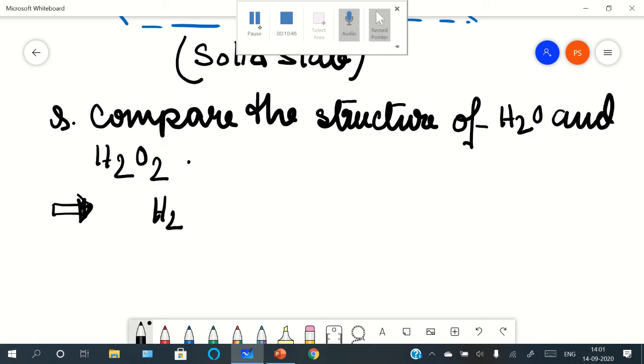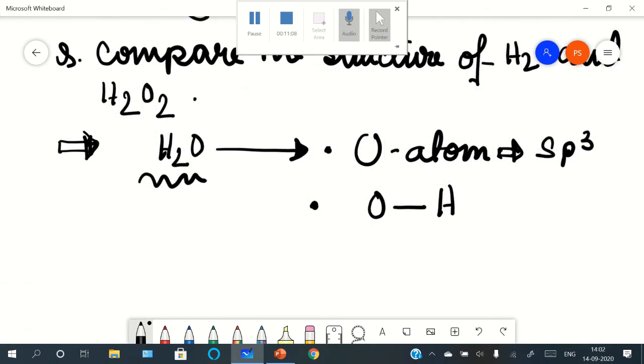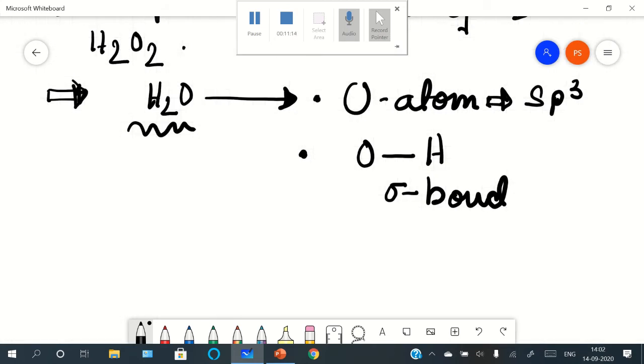Now in the H2O molecule, the oxygen atom is sp3 hybridized. There are two oxygen-hydrogen bonds present, which are sigma bonds, and these sigma bonds are formed by combining the sp3 hybridized orbital of oxygen with the s orbital of hydrogen.